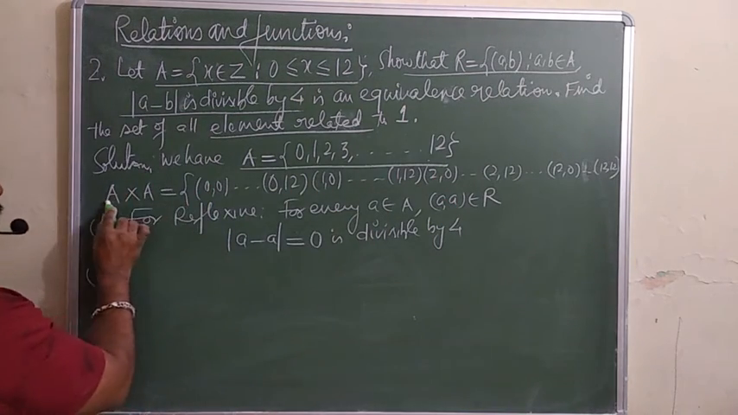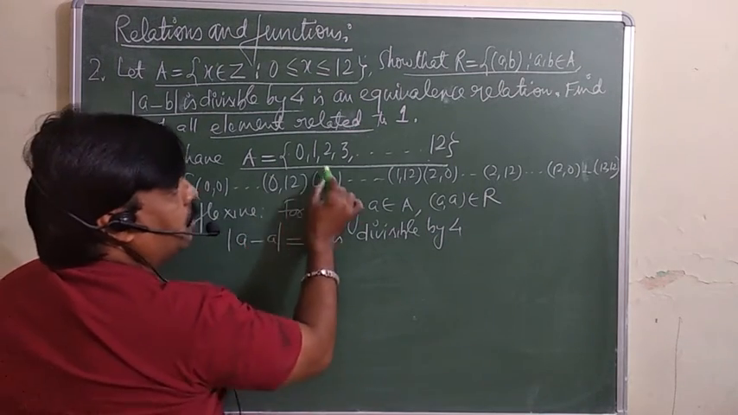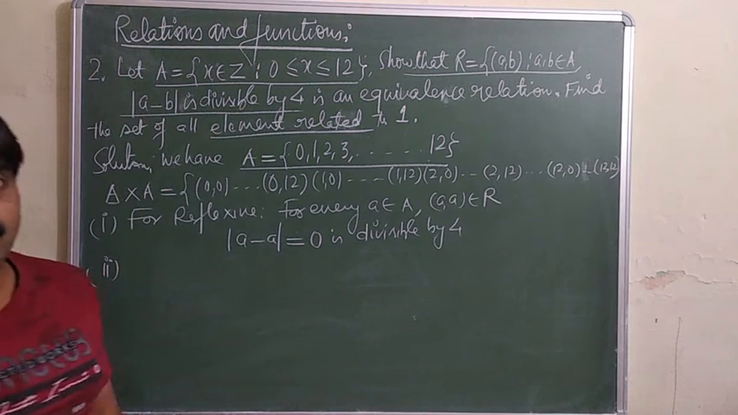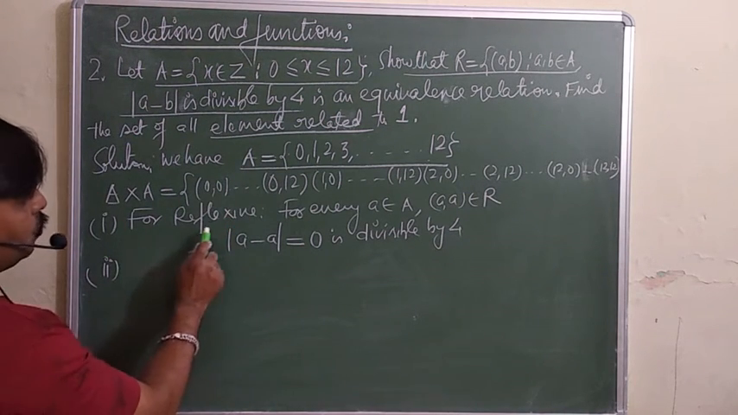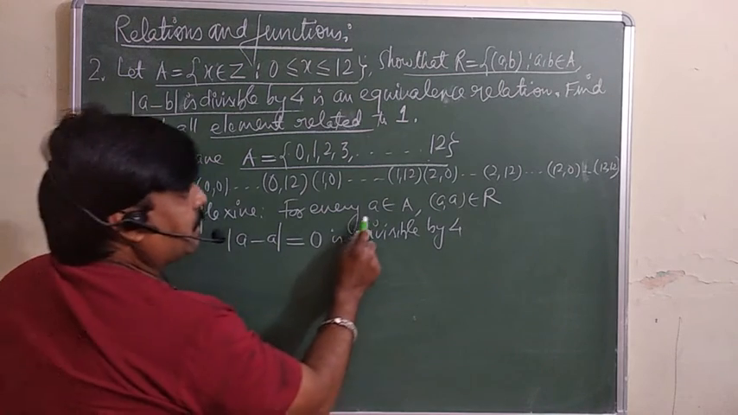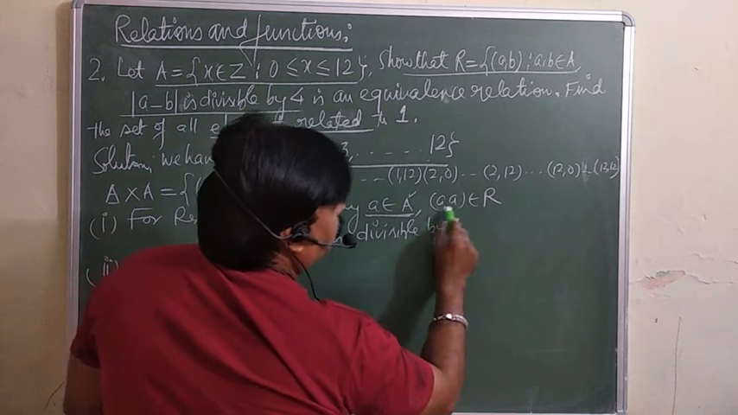So let the element of set A be this one. This we will write as A cross A: (0,0), (0,1), (0,12). Similarly (1,0), (1,1), likewise. These are the Cartesian product of A cross A. Now you want to check for the reflexive. Reflexive के लिए condition क्या होता है? If small a belongs to A, then (a, a) must also belong to this R.